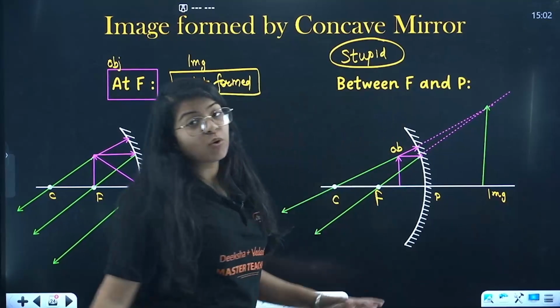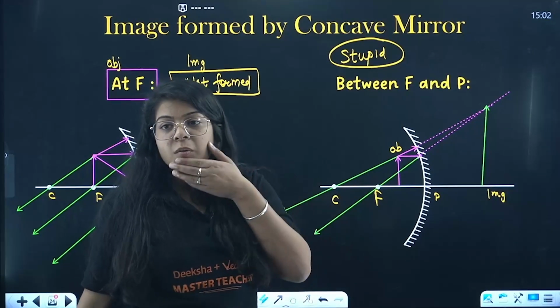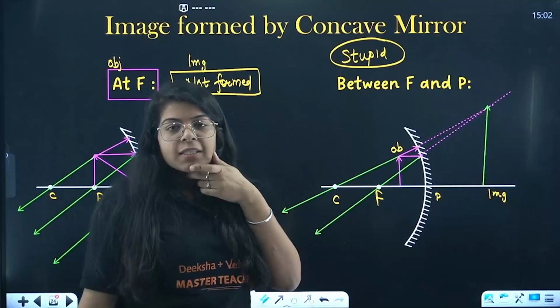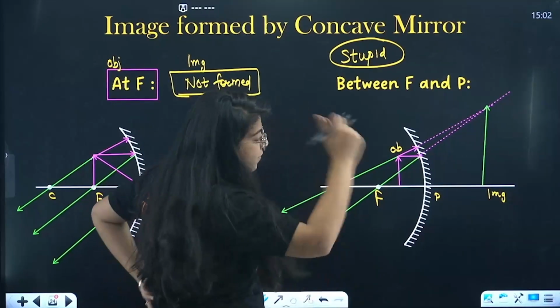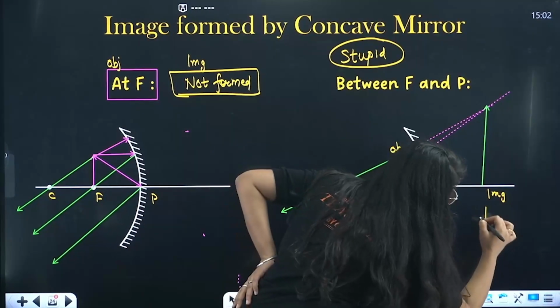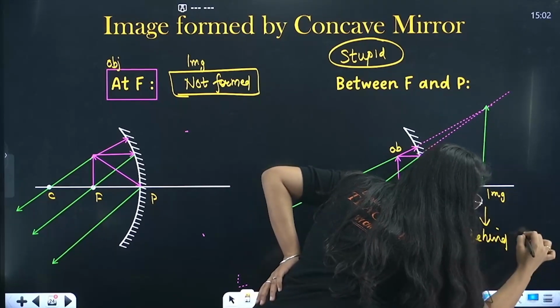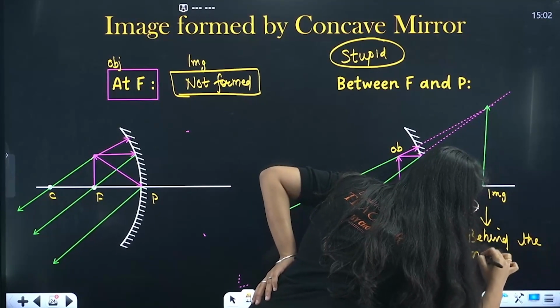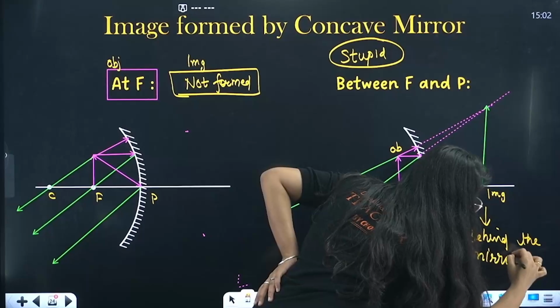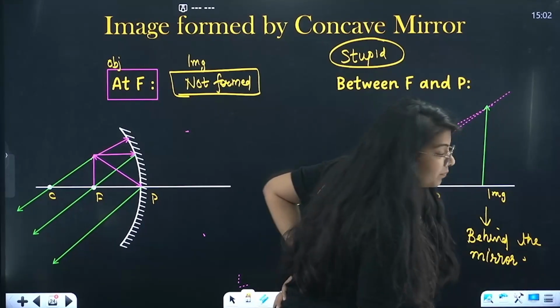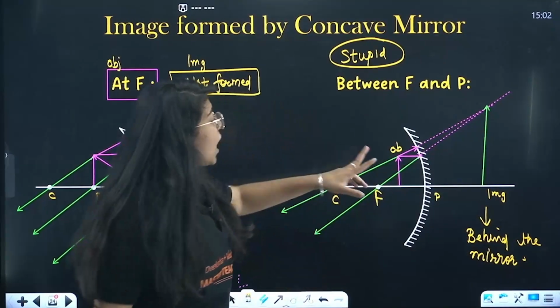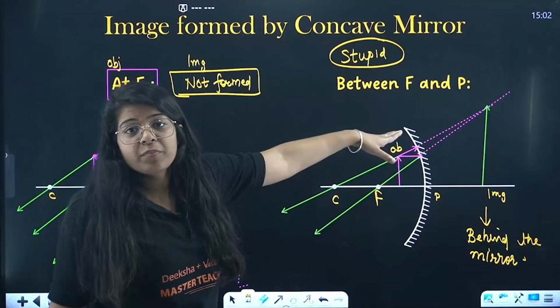Now in this case, what will you write about the image? Ma'am, that is a duvidha. That is a headache. So beta, you will simply write that the image is formed behind the mirror. It will form behind the mirror. Okay, done.